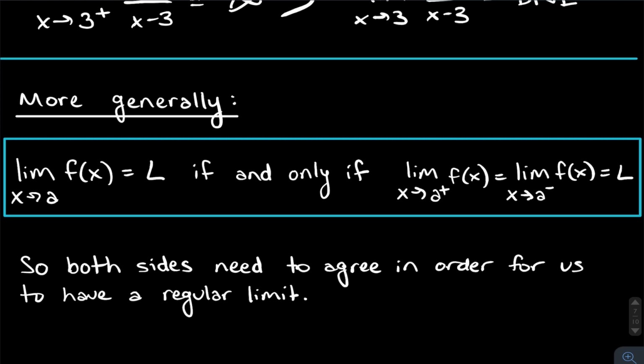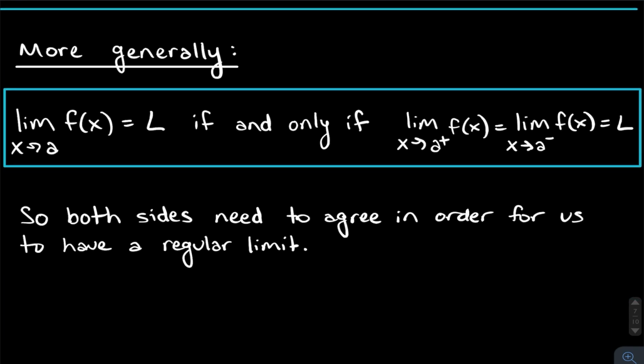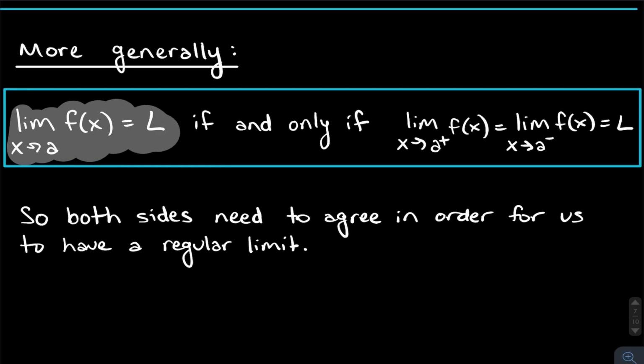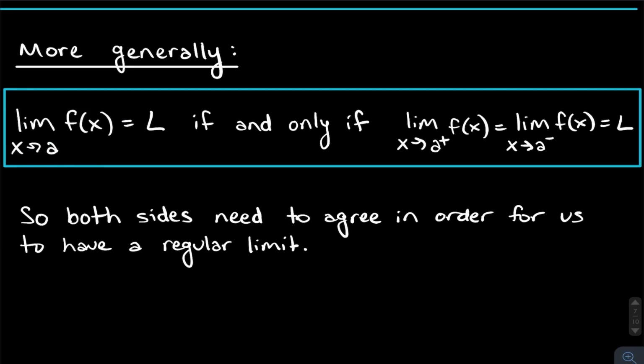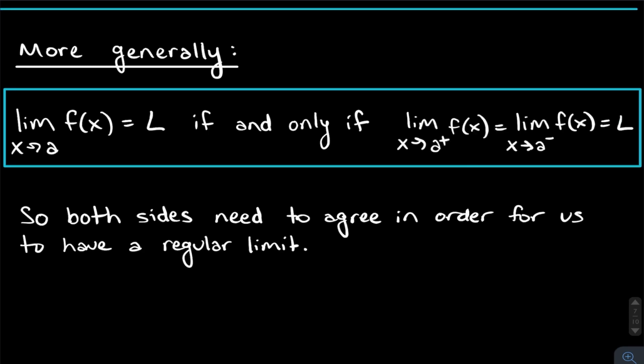And so, more generally, the full limit as x approaches some value a will exist, and equal some value L, if and only if the two limits from the right side and the left side agree on that L. They have to agree on that y value. So that's what has to happen for us to actually get a full limit.